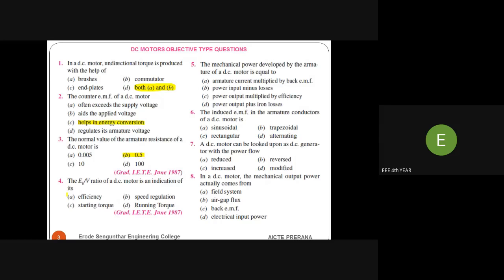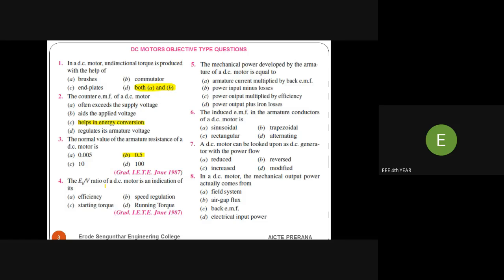Question number 4. The ratio Eb divided by voltage ratio of a DC motor is an indication of its. Eb means back EMF. Back EMF divided by voltage of a DC motor is an indication of its. Definitely it is efficiency. It is not related to the speed regulation, not related to the starting torque, and not related to the running torque either.